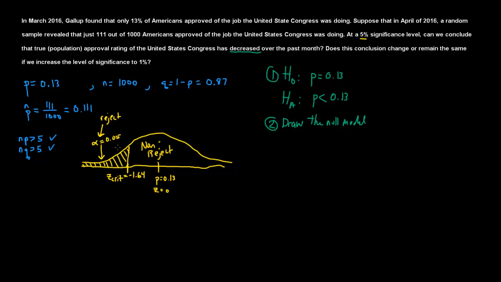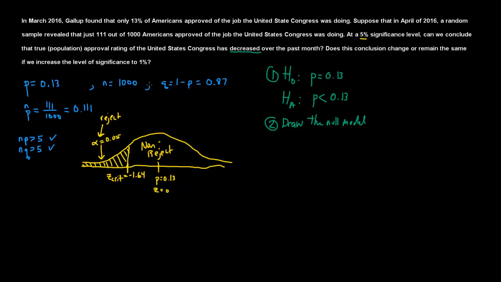So if the observed z value that we find in the next step falls over here in the shaded region, which means that the observed z value will be less than the critical z value, then we reject the null hypothesis. If it lands over here, in the non-reject region, then we would fail to reject the null hypothesis. So there is our null model. Again, this is what's going on if we assume the null hypothesis to be true.